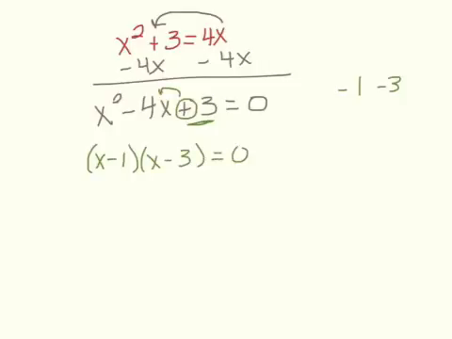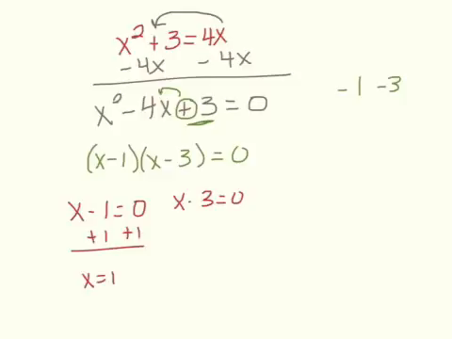Those are factors. The next thing I have to do is set each factor equal to 0 and solve. When I add 1 to both sides, I get x equals 1. When I add 3 to both sides, I get x equals 3. So my two solutions are x equals 1 or x equals 3.